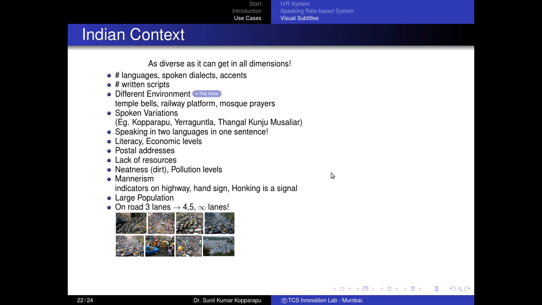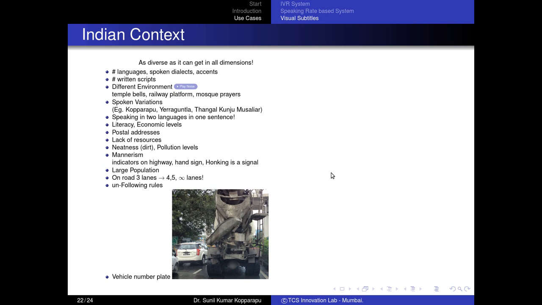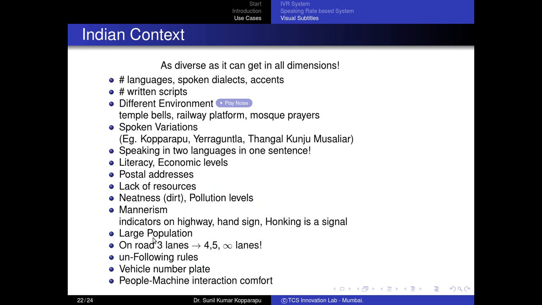On the road, 3 lanes become 4, 5, and infinite lanes. We never follow rules. If there is a signal there, you would almost be in the middle of the road. And vehicle number plates, even if you wanted to set up some kind of automatic vehicle recognition system, it wouldn't work. For example, the big vehicle here doesn't seem to have a number plate, and the number plate here is a very fancy one.